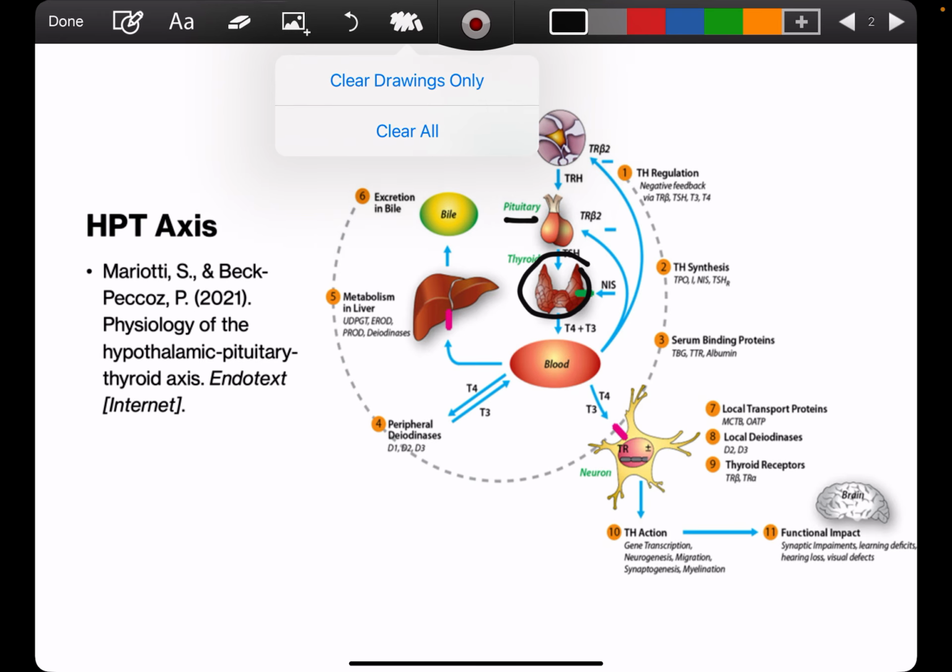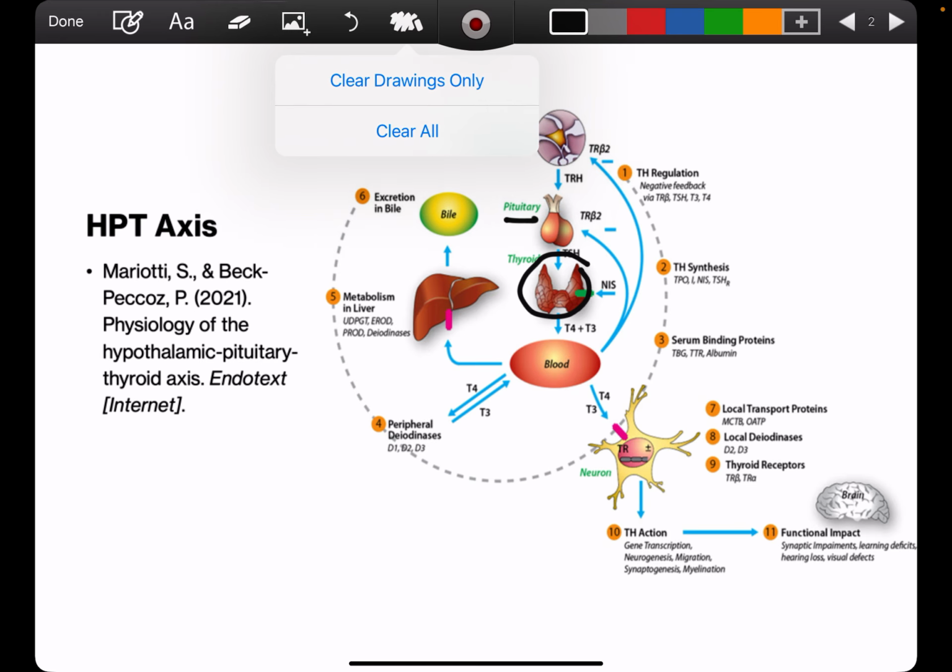So the hypothalamus secretes its TRH like normal, comes down to the anterior pituitary, and stimulates the release of TSH. That TRH is thyrotropin releasing hormone, and TSH is thyroid stimulating hormone. And then that travels to the thyroid to be synthesized into T4 and T3, and the thyroid primarily synthesizes T4 with a little bit of T3.